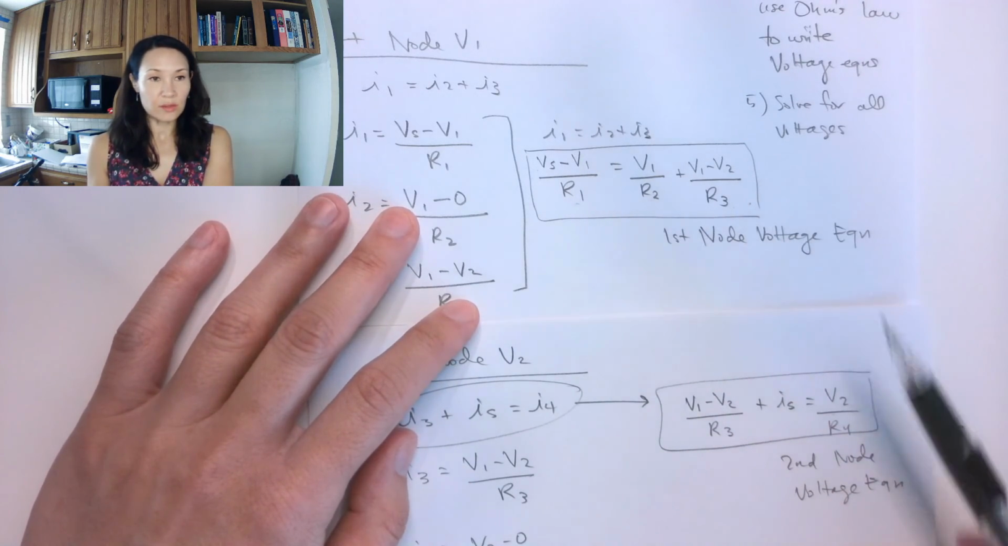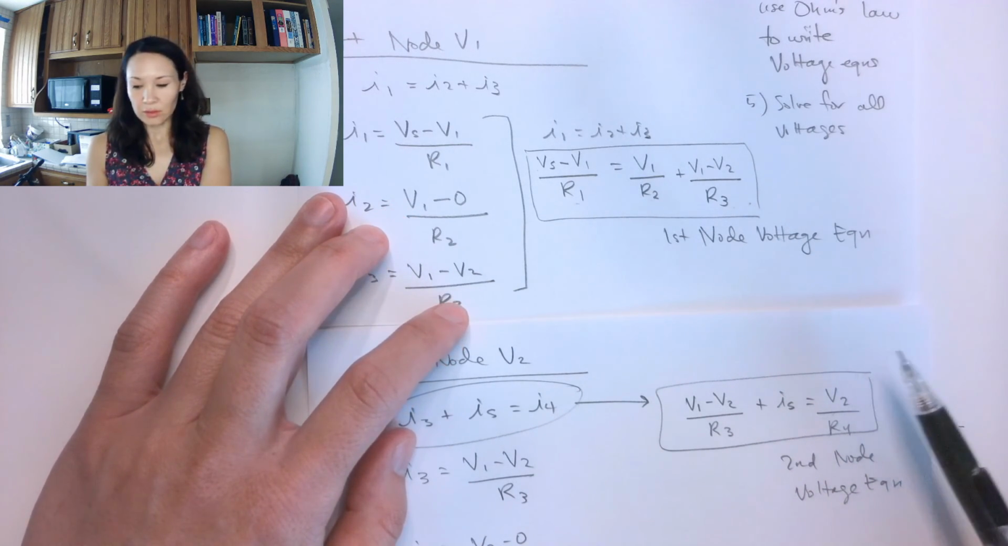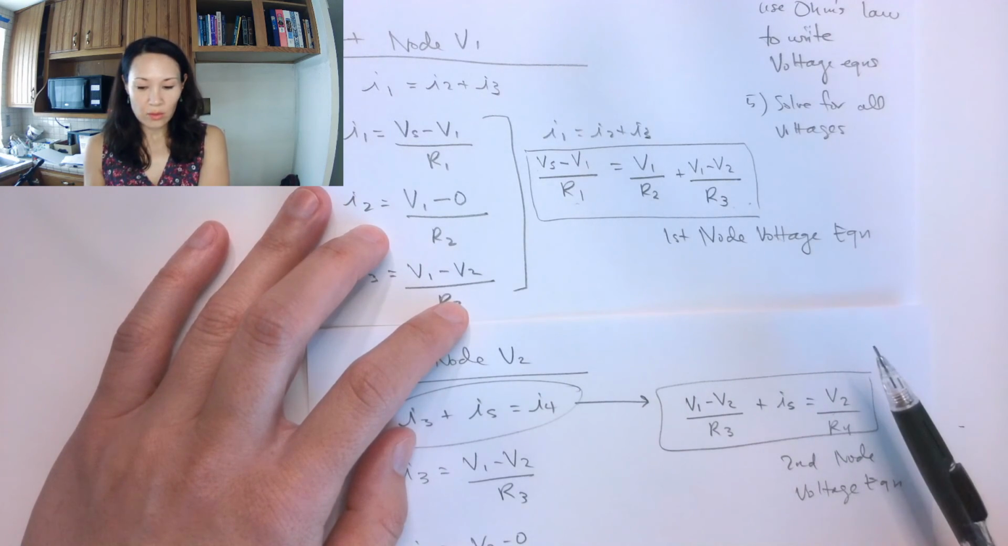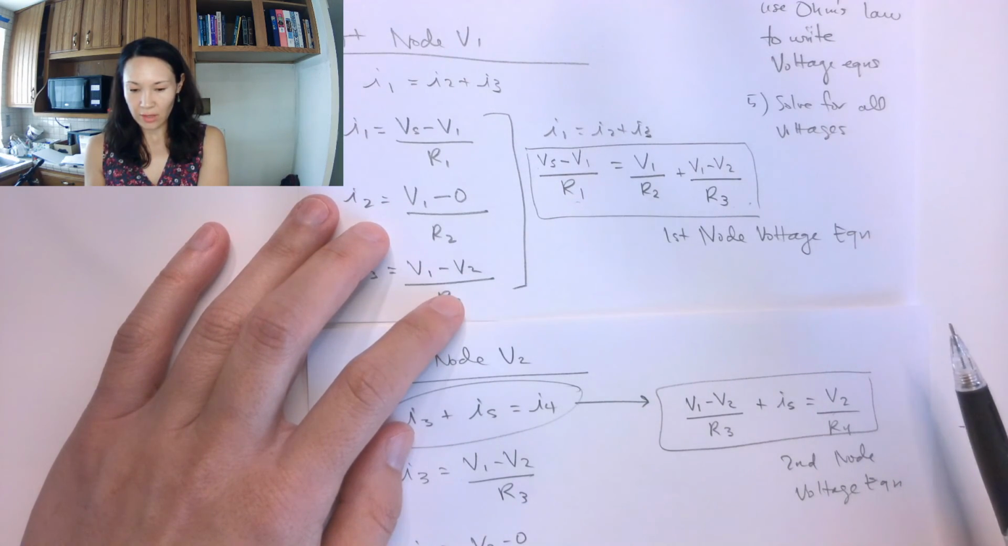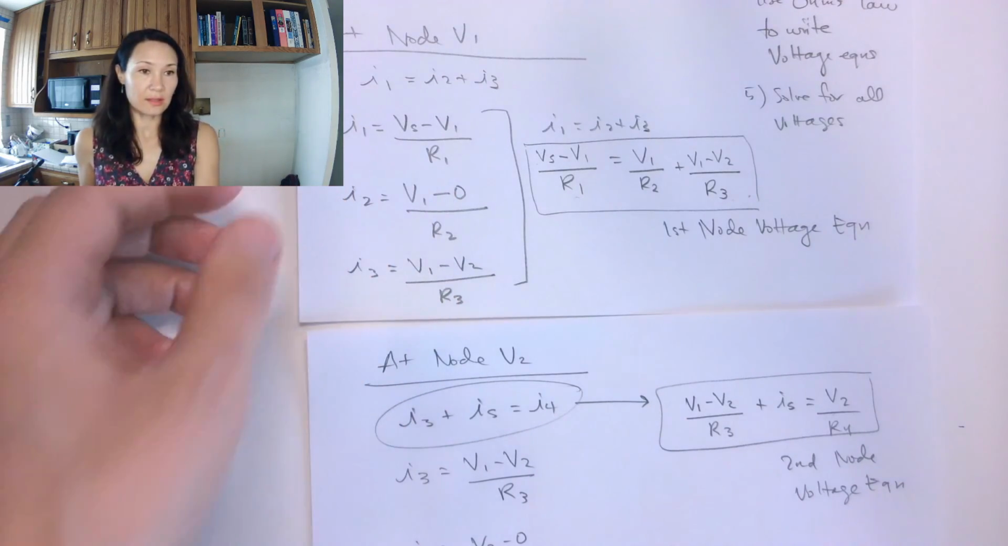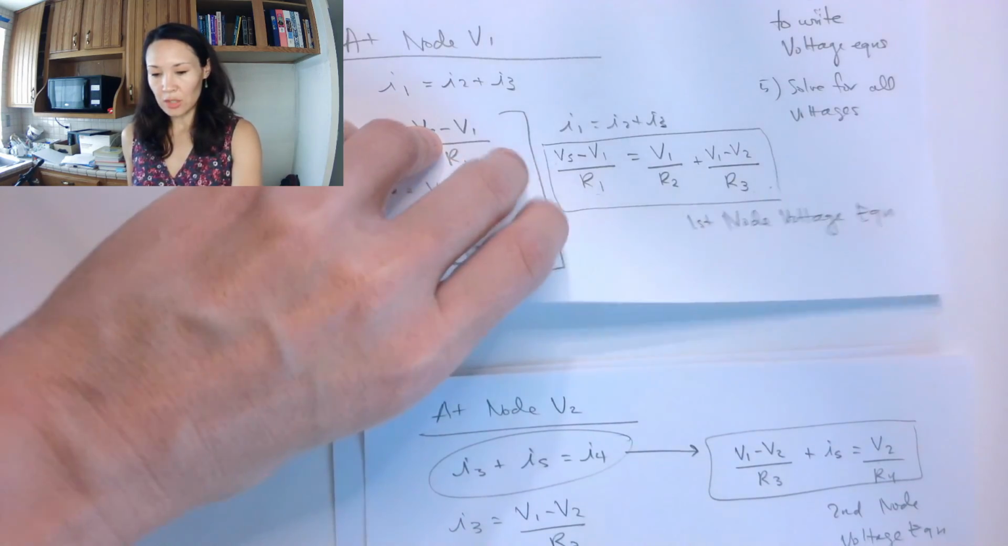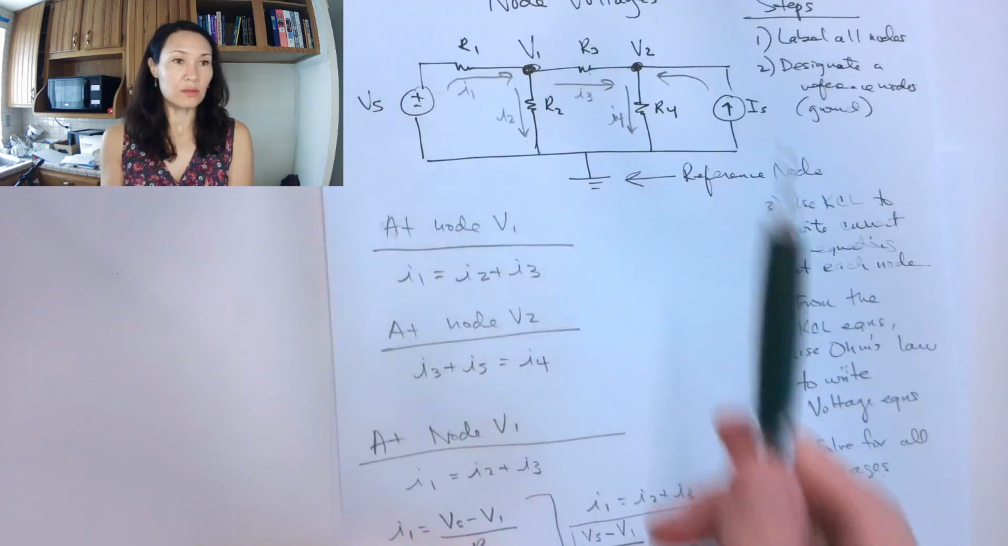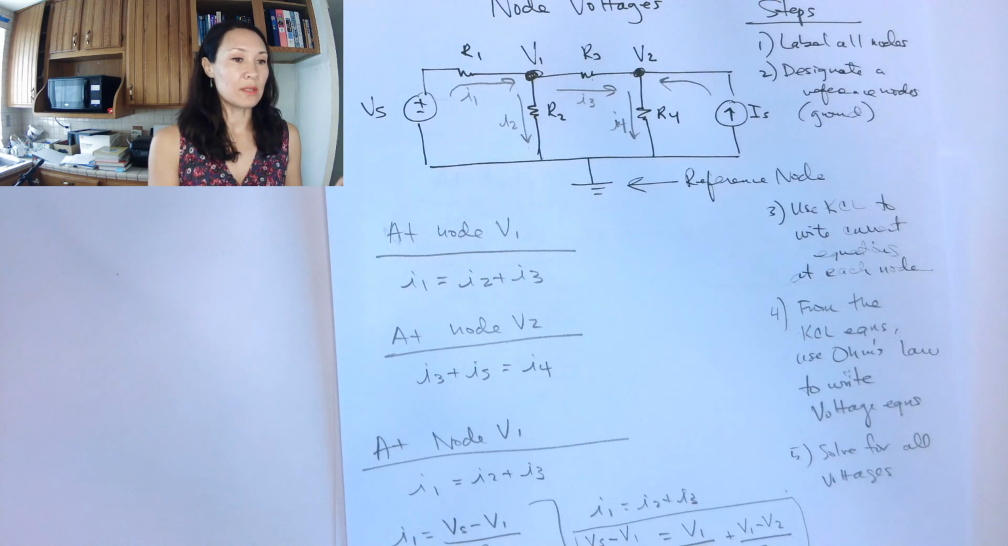From here you can use substitution to solve. You can also use linear algebra. And for more nodes, I can show you some linear algebra methods later on in the module for how to solve larger systems. So in the next video, I'll show you a specific example for using node voltages to solve a circuit like this.